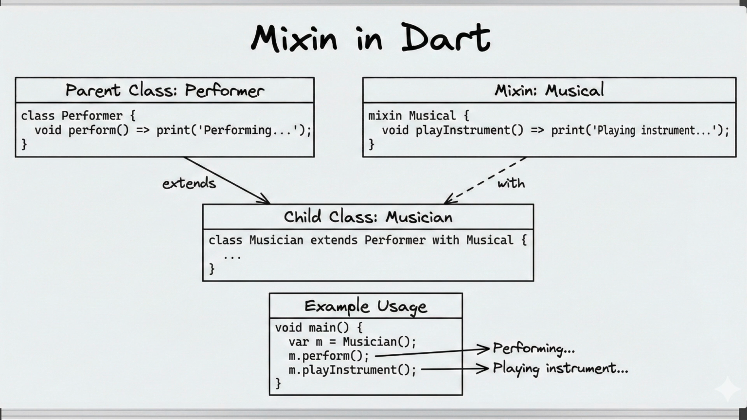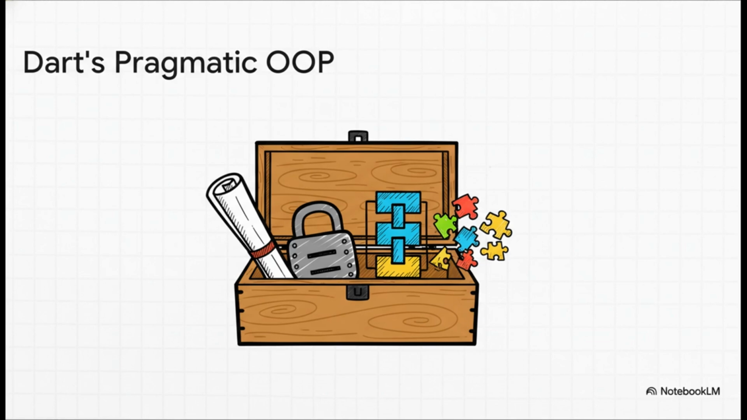All right, so let's do a quick recap of the toolkit Dart gives us. We've got classes as our basic blueprints. We have that simple underscore prefix that acts as a vault for our data. We have single inheritance using extends for creating specialized versions. And we have mixins using with for adding these powerful, reusable superpowers to any class we want.